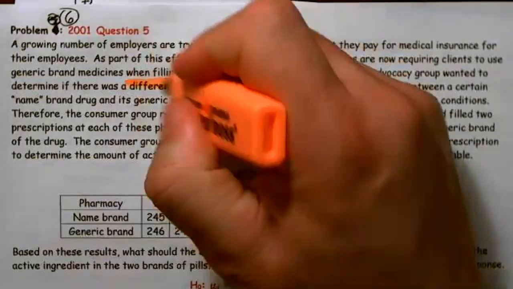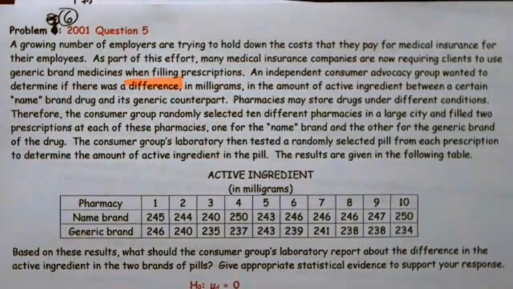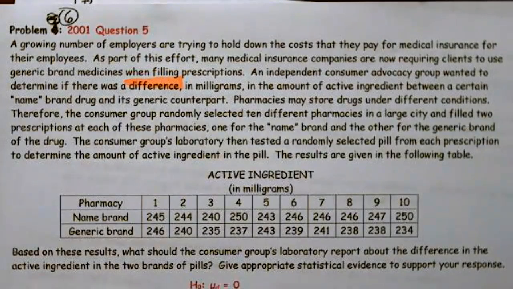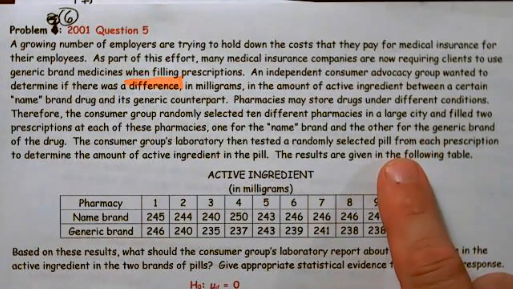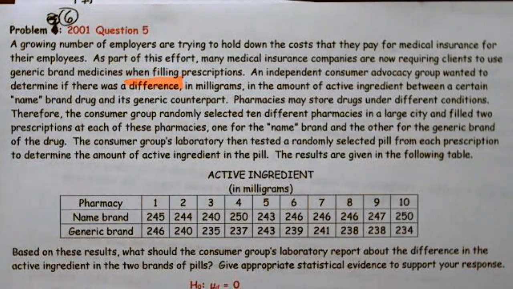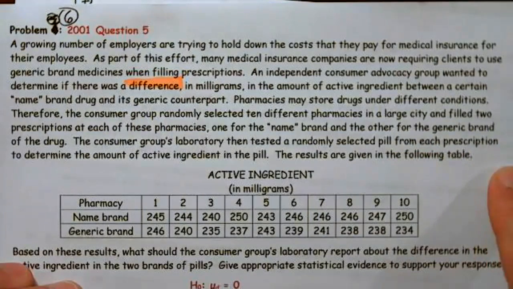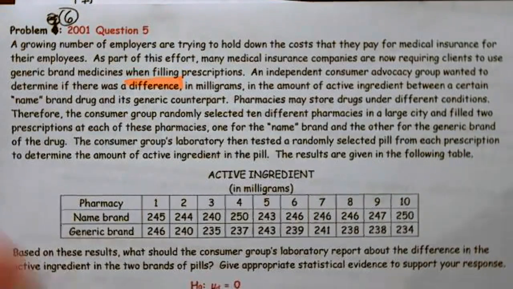Once again, difference is probably an important word. Pharmacies may store drugs under different conditions. Therefore, the consumer group randomly selected 10 different pharmacies in a large city and filled 2 prescriptions at each of these pharmacies, one for the name brand and the other for the generic brand of the drug. The consumer group's laboratory then tested a randomly selected pill from each prescription to determine the amount of active ingredient in the pill.